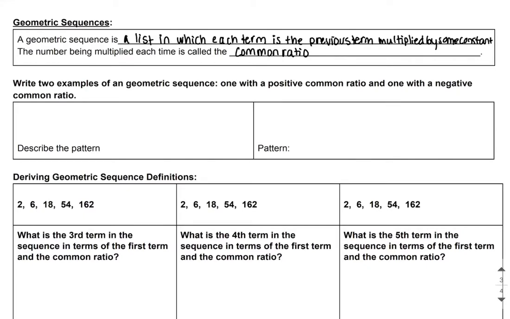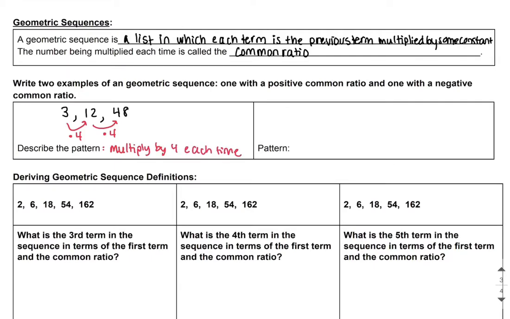I want to write two examples of a geometric sequence, one with a positive common ratio and one with a negative common ratio. For the first one, I'm going to use 3 as my starting term, and my common ratio is positive 4. So I multiply 3 times positive 4 to get my next number, which is 12, and then 12 times positive 4 to get 48. Each time I multiplied by 4. The pattern is multiply by 4 each time.